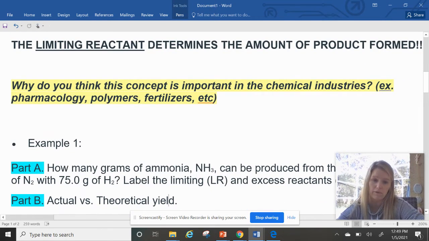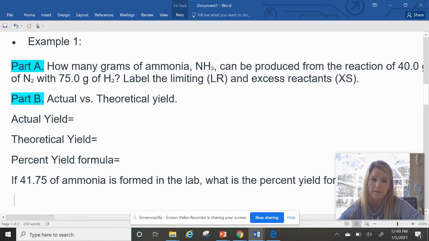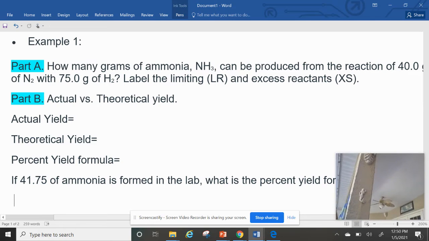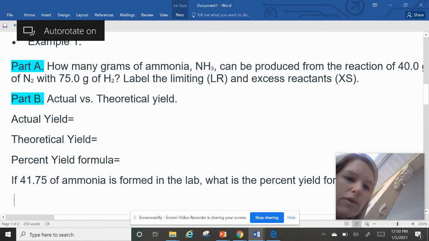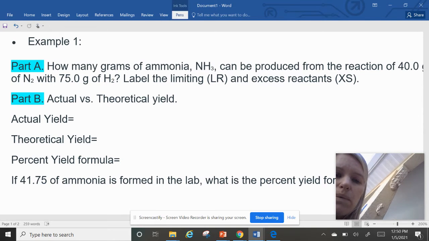Okay, so speaking of fertilizers, ammonia is one that's used in synthesizing fertilizers. Here's our first reaction. So how many grams of ammonia, NH3, can be produced from a reaction of 40 grams of nitrogen gas with 75 grams of hydrogen gas? Okay, so the first thing we have to do here is write our reaction. So I'm going to flip this so that I can write on this. Okay, so hold on, let me pick my pen again.